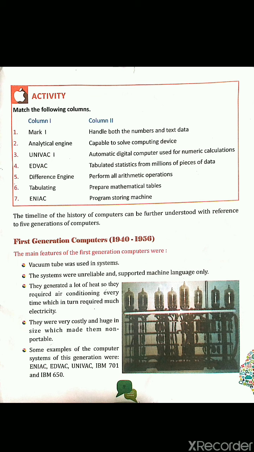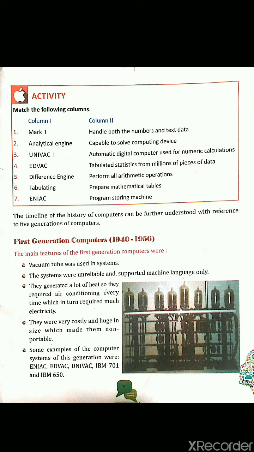First generation computers. The time period of the first generation computers was 1940 to 1956. The main feature of the first generation computers was that vacuum tubes were used in the systems. The main technology of these computers was vacuum tube. The systems were unreliable and supported machine language only. These systems were very tough to operate because machine language was used, and machine language means binary language, in which the coding is by 0 and 1, only two digits.